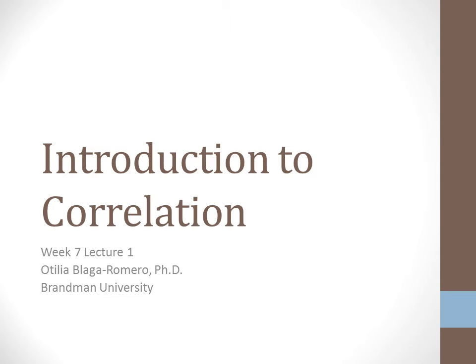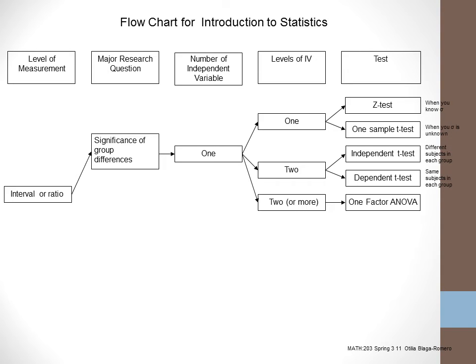Welcome to Week 7, Lecture 1, Introduction to Correlation. So far, we've discussed statistical tests that we can use for experimental designs. In other words, we've answered questions about situations where the experimenter manipulated the variables. For example, a z-test and t-test is a situation where the participants are assigned to a specific treatment group.